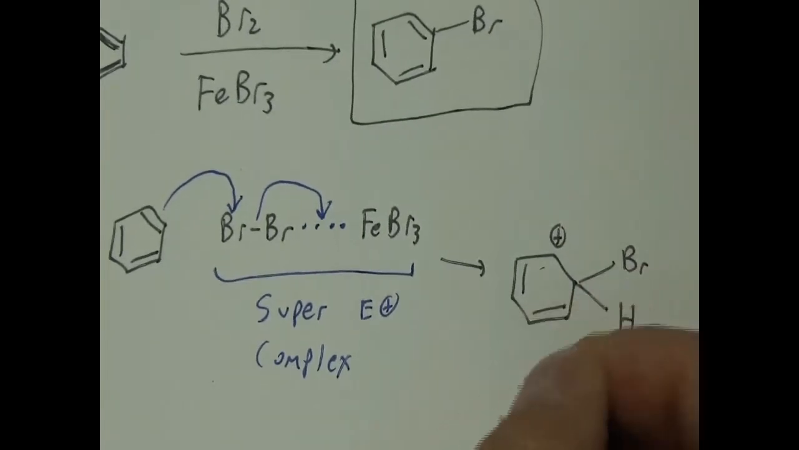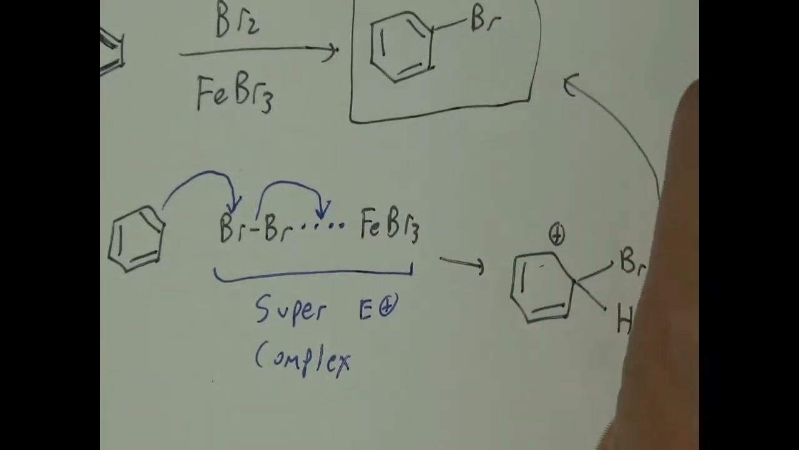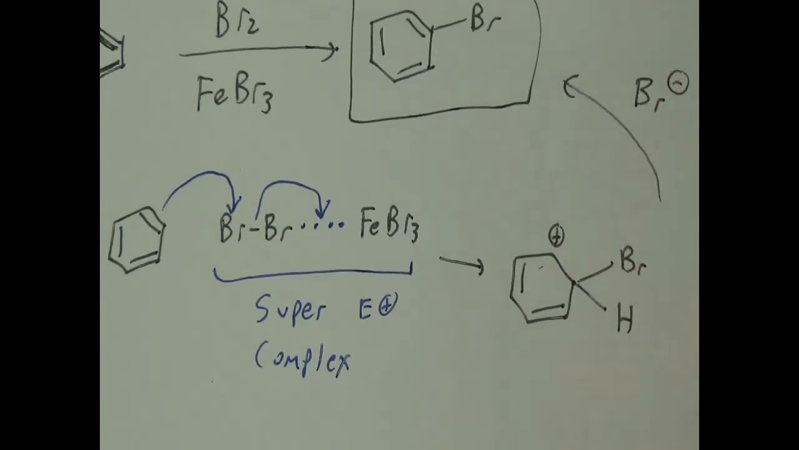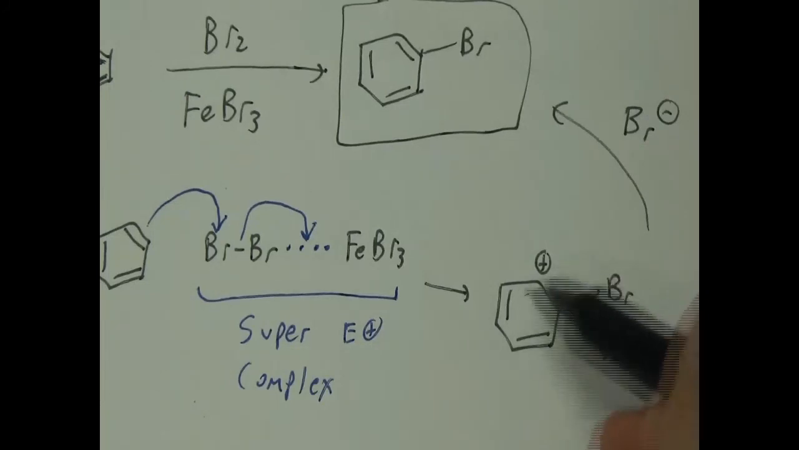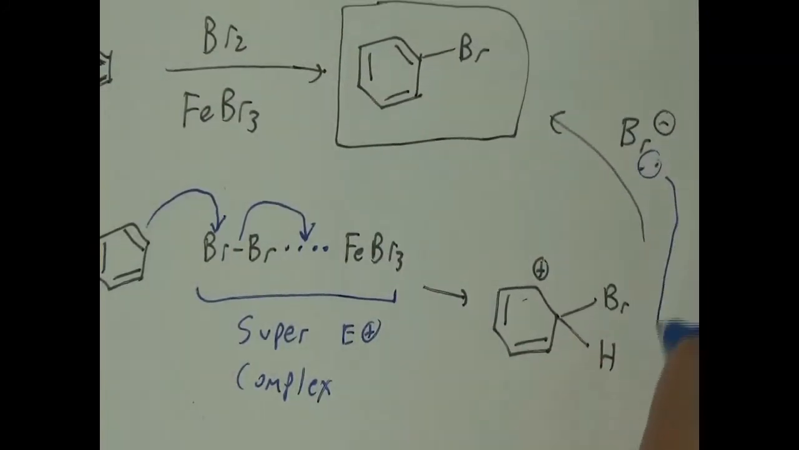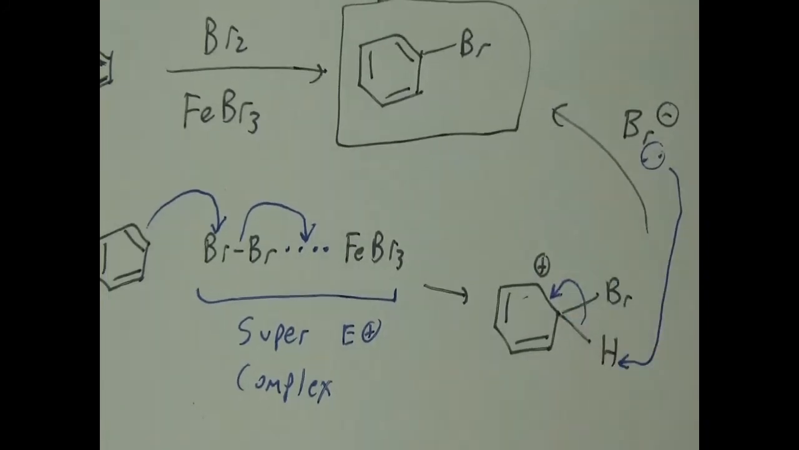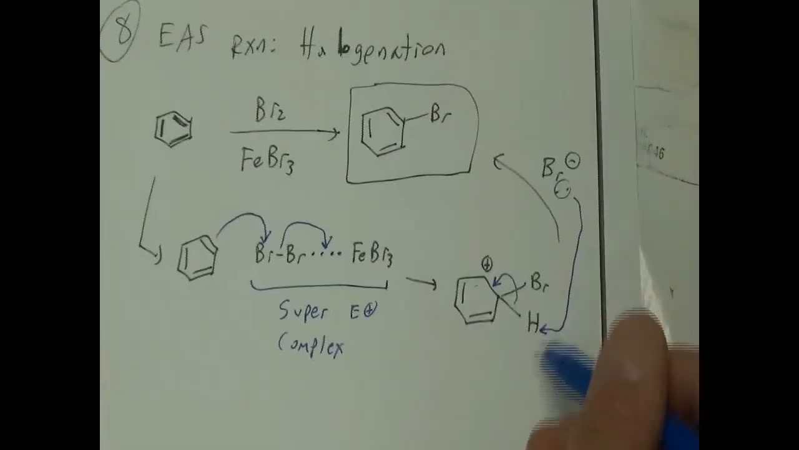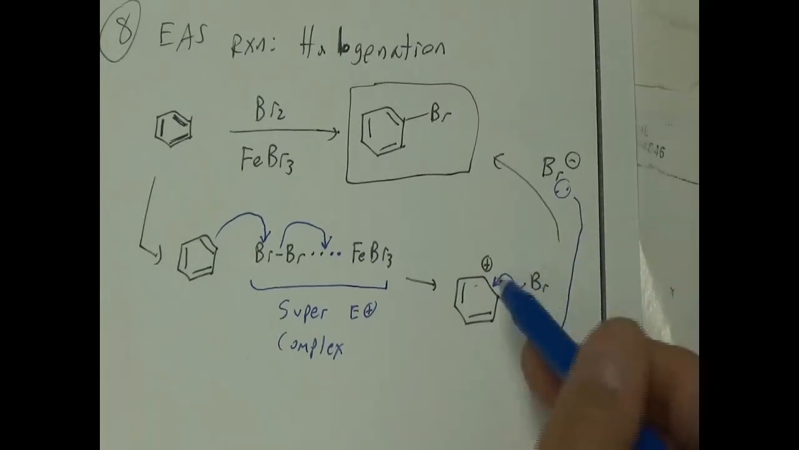Okay, so then what's the base? It's most likely Br minus. So we have Br minus around, and the base is what takes off this proton to remake the double bond, and that is Br minus. And that regenerates the double bond, right? There's our EAS reaction. The base takes the proton, all right?